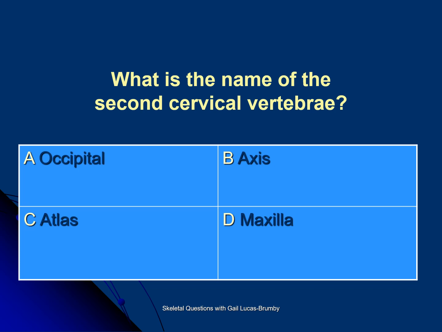What is the name of the second cervical vertebrae? Is it A, occipital? B, axis? C, atlas? Or D, maxilla? And the answer is B, the axis.